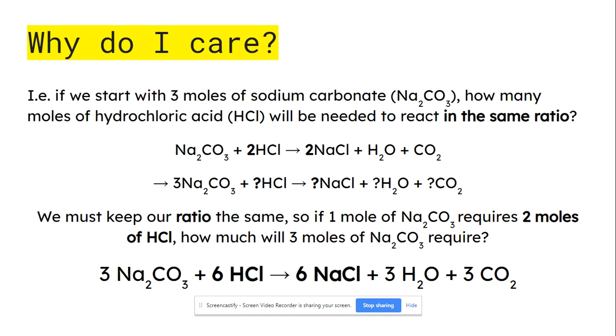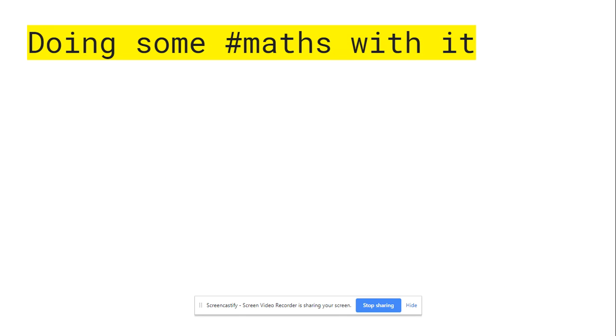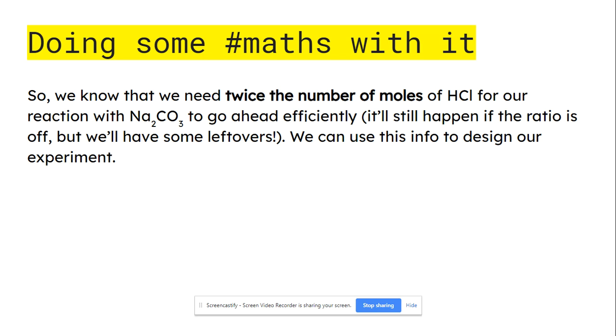So we know that we need twice the number of moles. If I go back, we've worked out that because we need 1 mole of sodium carbonate, we need 2 moles of hydrochloric acid to react. So if I had 2 moles of sodium carbonate, I would need 4 moles. If I had 3 moles, I'd need 6, etc. Because my ratio is 1 to 2. So that means I need twice as much hydrochloric acid as sodium carbonate in order for everything to react efficiently.